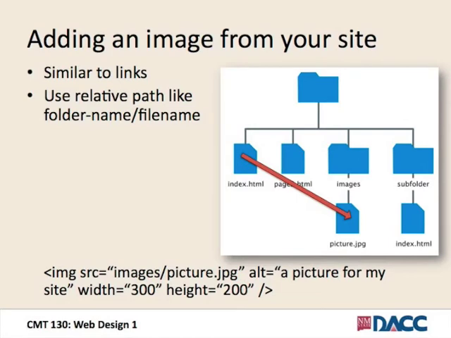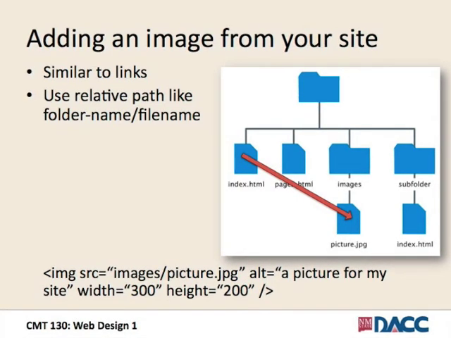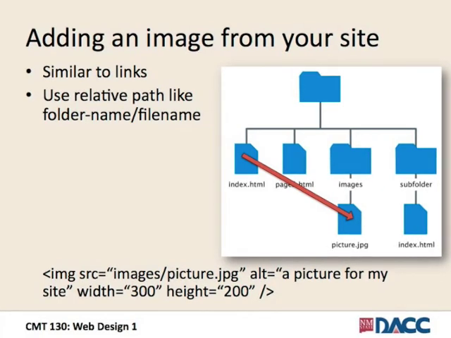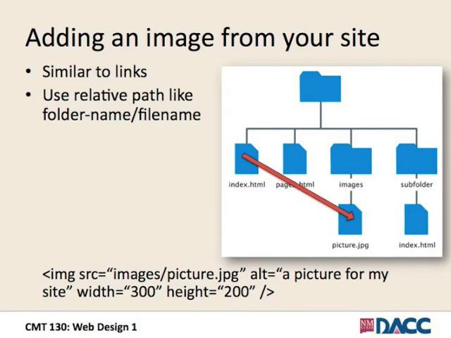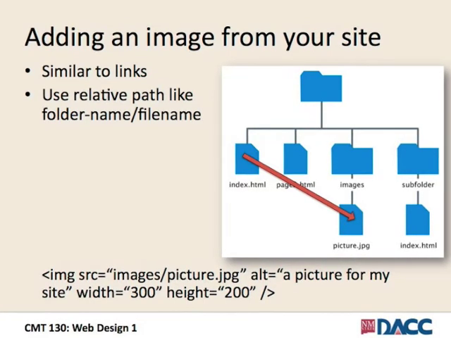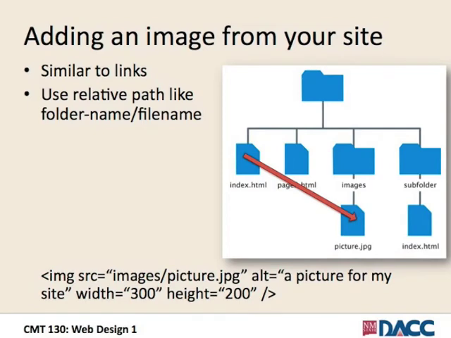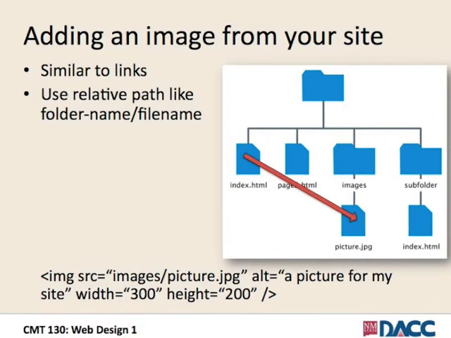Adding the path to an image on your own website is very similar to links. You use a relative path like folder-name/file name. To add picture.jpg to our index.html page, you specify the source as images/picture.jpg. This example also includes alt text and width and height attributes.